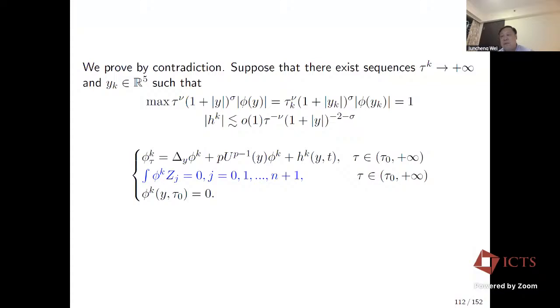So now we want to prove the upper estimate. We prove by contradiction, and we assume that you have a sequence of tau k and points yk such that this quantity is 1. This is how we measure phi. Which means this quantity can be achieved at some tau k, mu, and yk. And our right hand side is smaller than this. So we have this situation.